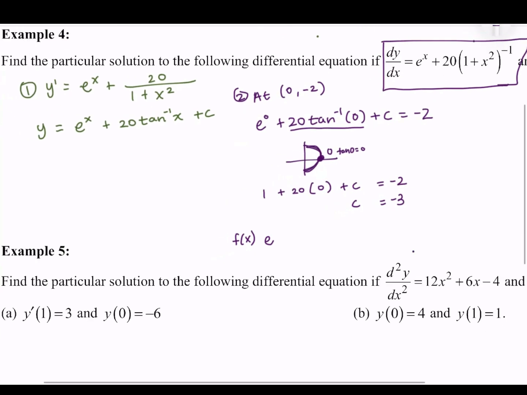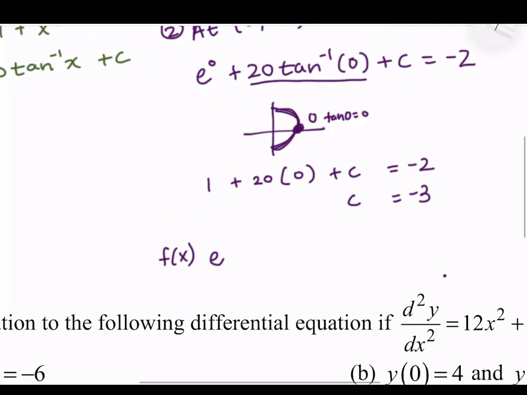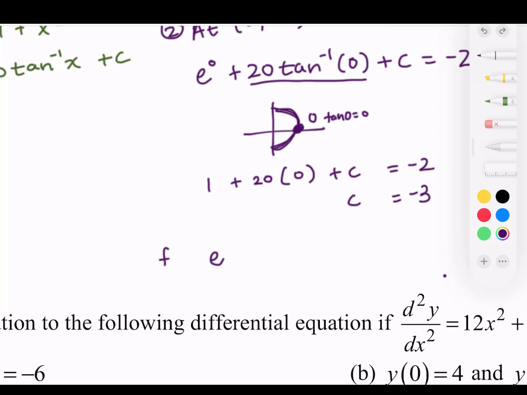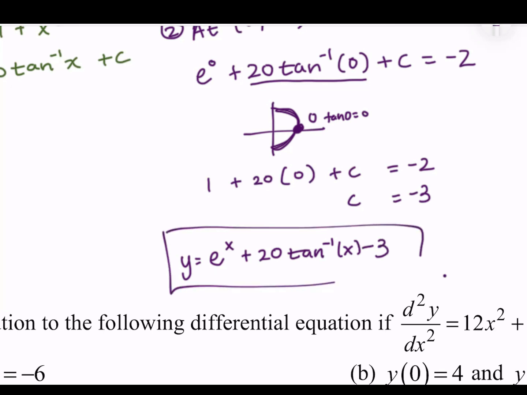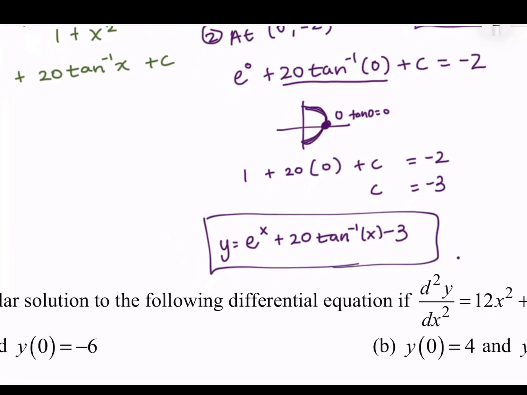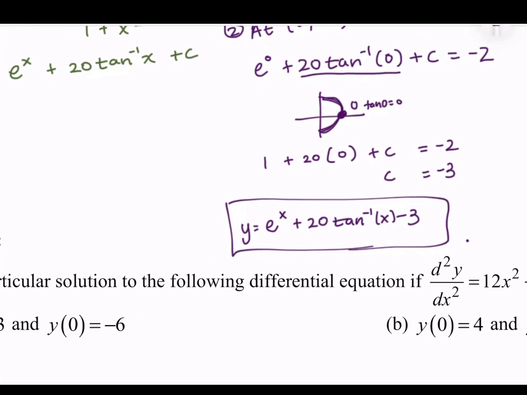Or was that what it was? It was y. So let's call it by its proper name. y equals e to the x plus 20 inverse tangent of x minus 3. There is my particular solution with a specific value of c.